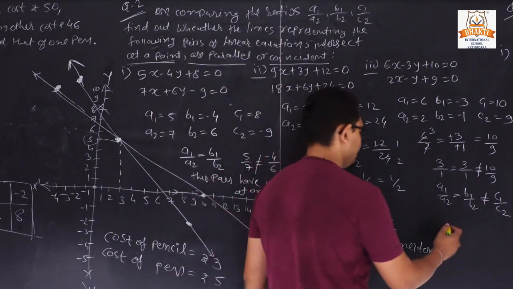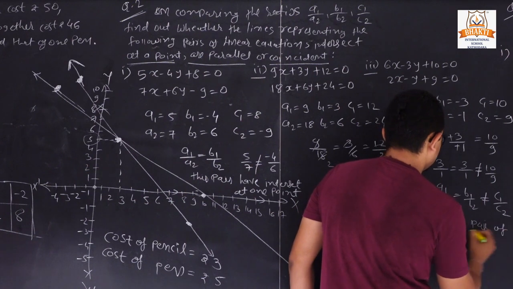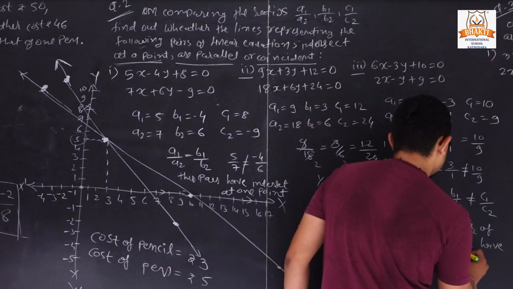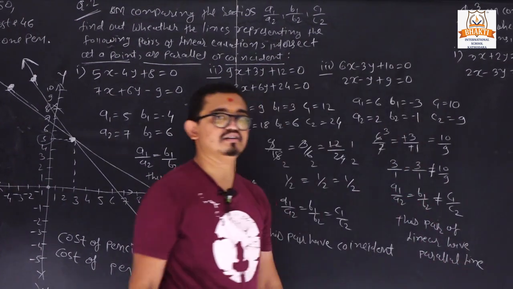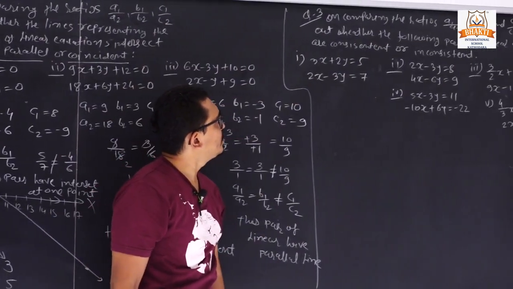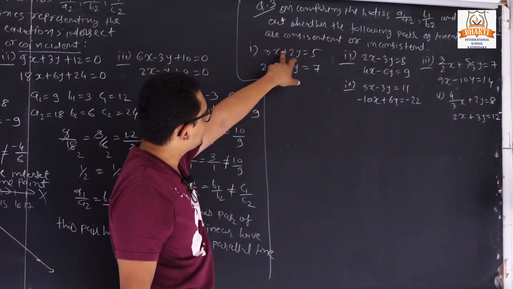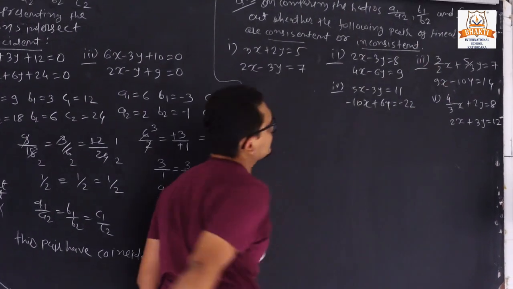So it means this pair of linear equations has parallel lines. Clear? It is a parallel line. Now last, question number 3. On comparing the ratios, find whether the pair of linear equations are coincident or inconsistent.